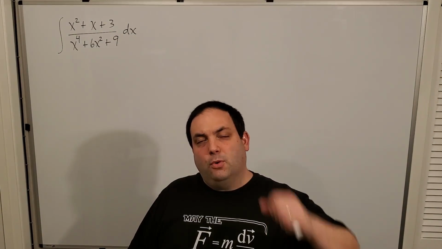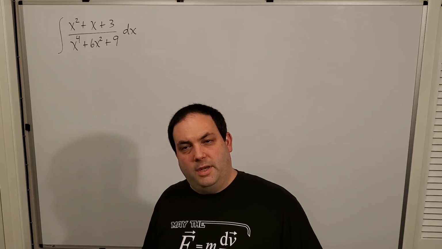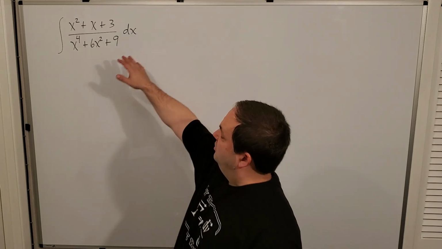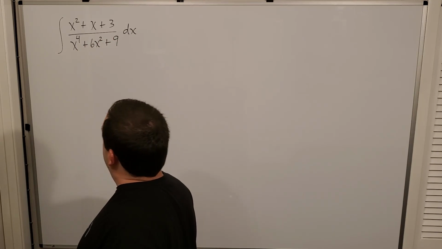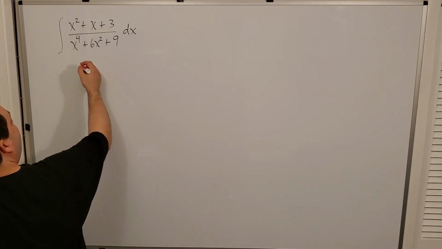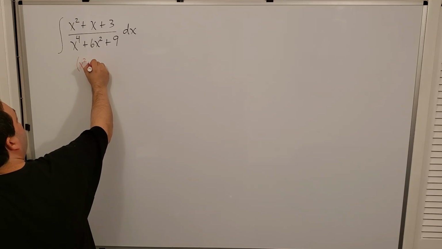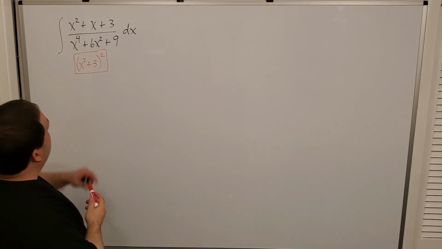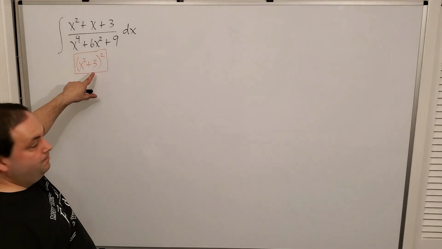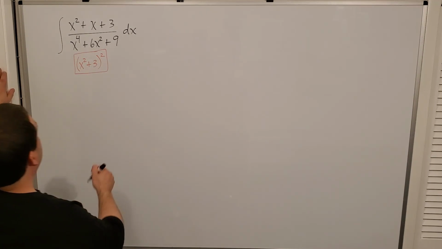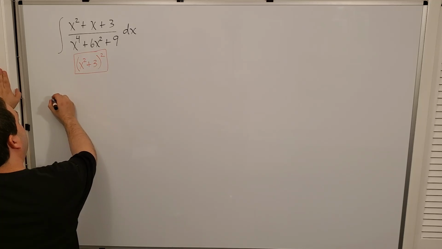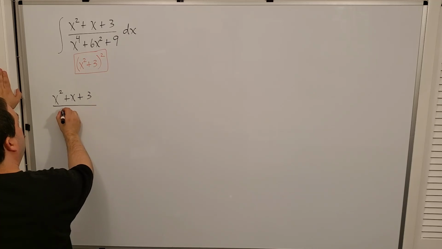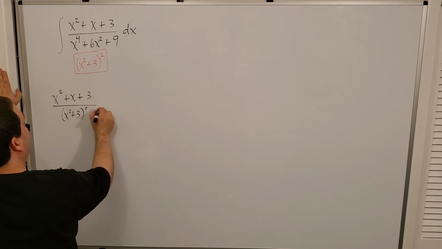Now I want to show you an example that has more complicated denominators than the one we've been talking about, with a much more interesting decomposition. So notice the denominator here is factorable into x squared plus 3 squared. So this is the denominator that I'm going to be dealing with in the decomposition here. Okay, so then I've got x squared plus x plus 3 over x squared plus 3 squared.